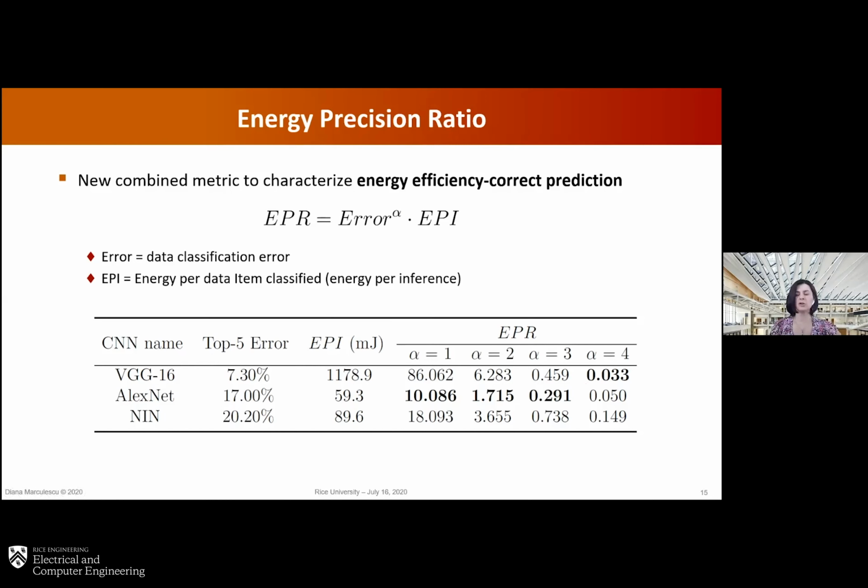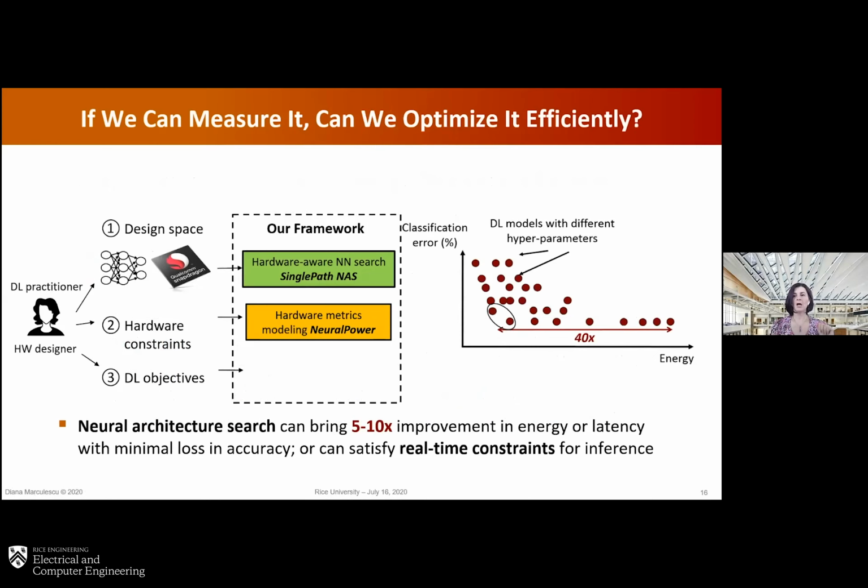hardware metrics. So now that we know how to characterize these machine learning models for a given platform, we can think about how we can optimize it. So if we can measure these hardware metrics, or we can characterize machine learning models from a hardware perspective, we can find ways to hone in on these configurations here that are best in terms of both accuracy and hardware resource usage.